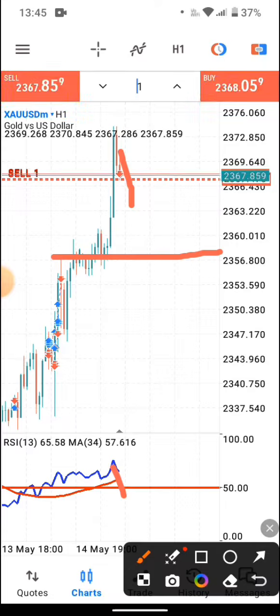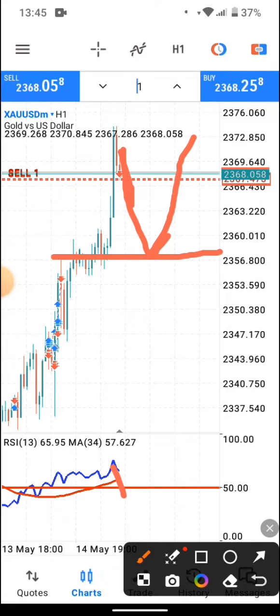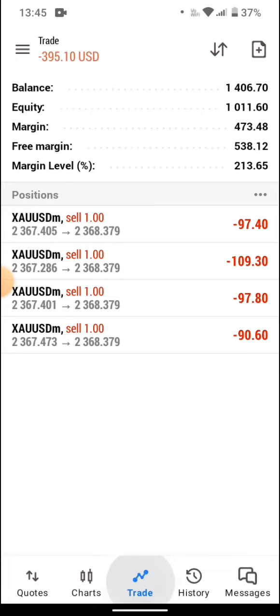All right, then maybe we are going to see it drop to this level, and maybe we are going to see a bump up, or we are going to see a downward move. So let's see what is going on. Currently we are down 385. All right, so guys, let's see how the trade plays out and I'll get back to you.